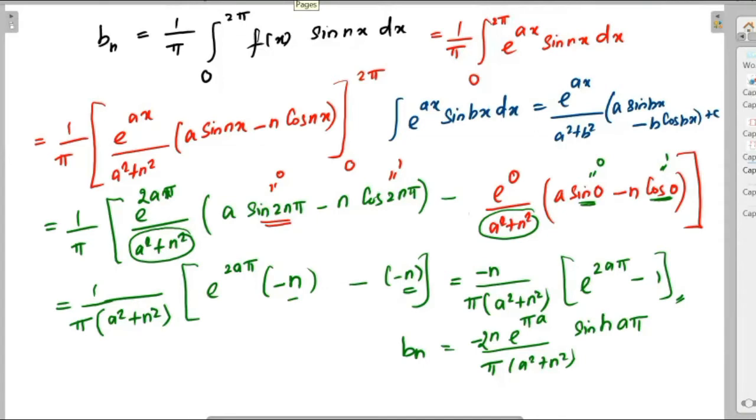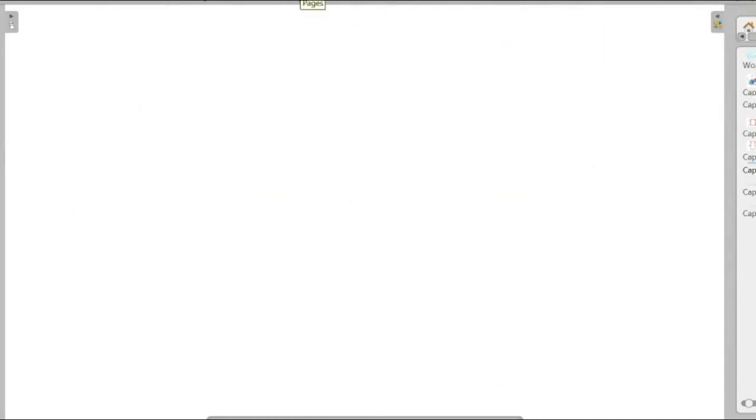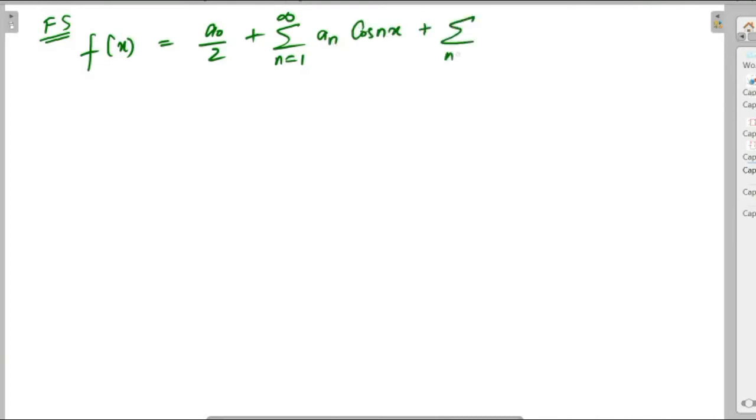Now I am going to apply a naught, an, bn in the above expression, that means in the Fourier expansion formula. So from that I am going to get f of x equal to, this is the Fourier series, a naught by 2 plus summation n is equal to 1 to infinity an cos nx plus summation n is equal to 1 to infinity bn sin nx. Now I am going to substitute these values.